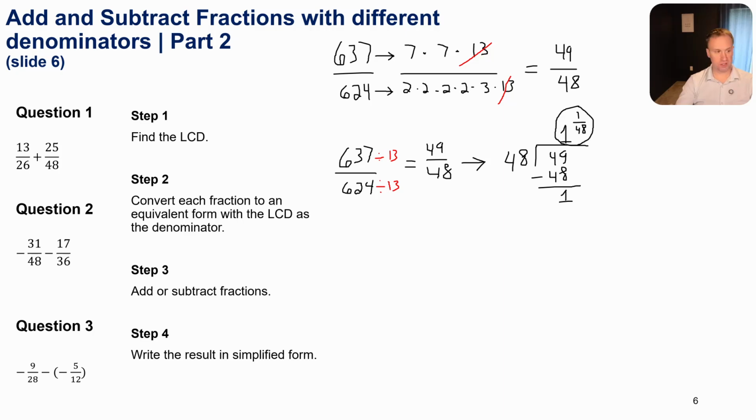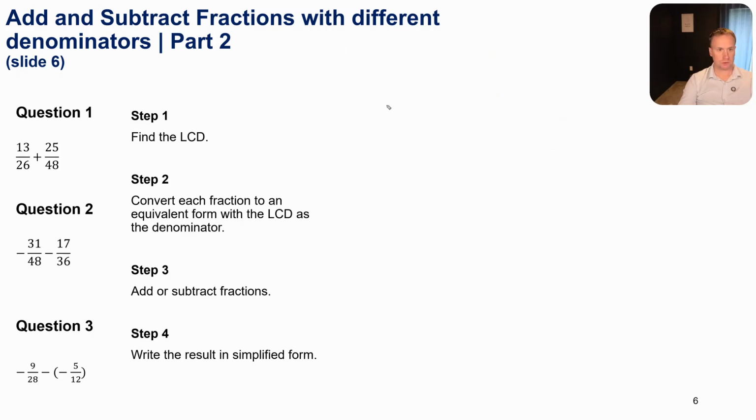Let's now go to question 2. Okay, next we have question 2, which is negative 31 over 48 minus 17 over 36. So let's again find our least common denominator for this. The negatives will have a bearing when we actually do the numerator, the subtraction of the numerators, but for the first 2 steps, those negatives really don't have too much bearing.